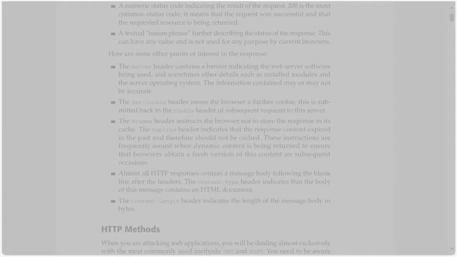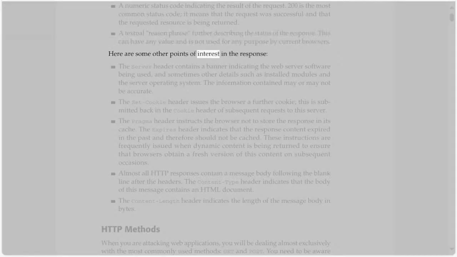The first line of every HTTP response consists of three items separated by spaces. The HTTP version being used. A numeric status code indicating the result of the request. 200 is the most common status code. It means that the request was successful in that the requested resource is being returned. A textual reason phrase further describing the status of the response. This can have any value and is not used for any purpose by current browsers.